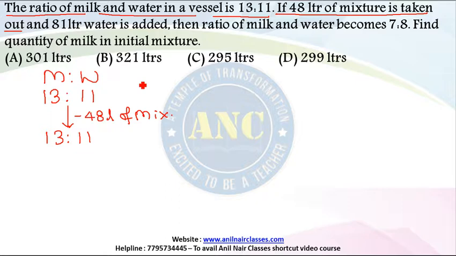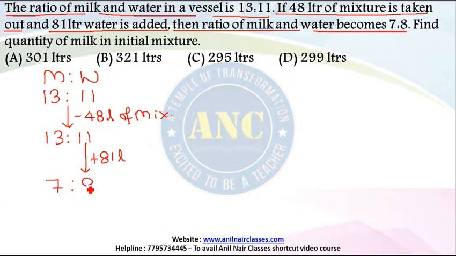If 48 liters of mixture is taken out and 81 liters of water is added, then the ratio of milk and water becomes 7:8. The new ratio becomes 7:8. Find the quantity of milk in the initial mixture. Same as my first 3 questions.